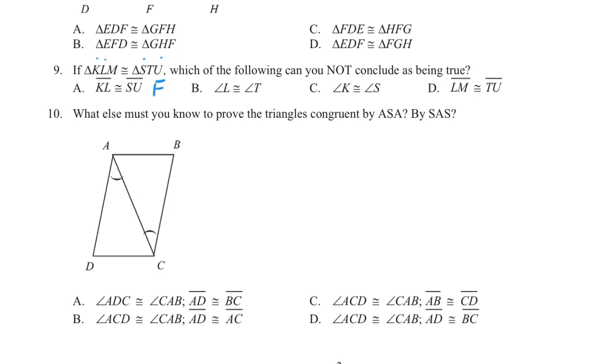Angle L is congruent to angle T. They're corresponding, so that's true. Angle K and angle S are corresponding, so that's true. And we have LM. LM is corresponding with TU, so that's true. So the only one that's not true is A.